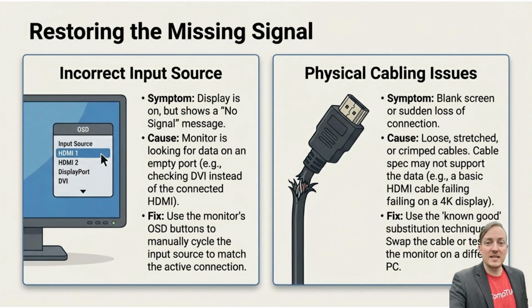To restore that missing signal, first check for an incorrect input source. If the display says no signal, the monitor might be looking for data on an empty port, like checking DVI instead of HDMI. Use the monitor's on-screen display, or OSD, to manually cycle the input source. Next, check for physical cabling issues like loose, stretched, or crimped cables. The fix is the known good substitution technique. Swap the cable or test the monitor on a completely different PC.